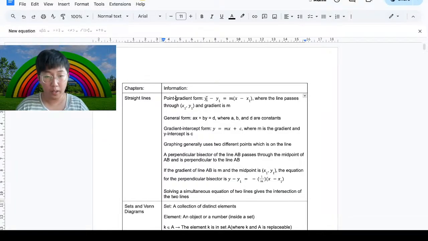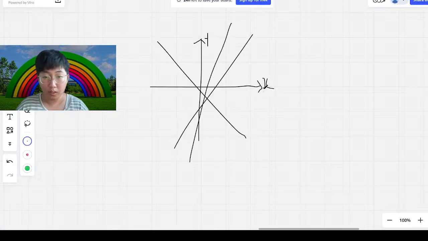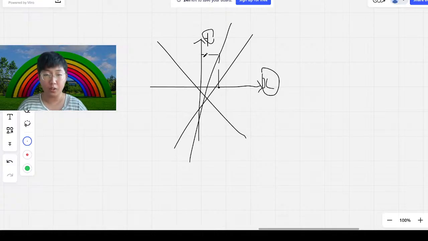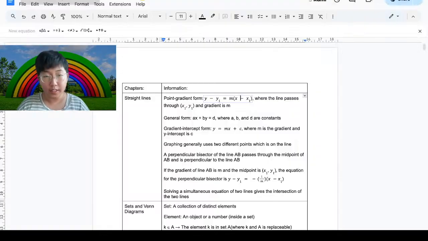So let's look at the point gradient form. It says y minus y1 is equal to m of x minus x1. Okay, what is all of this? So x is a variable, so x is here and y is here. It just shows that if x changes, what value y would be. So for example, if x is here, then on this straight line, we will have a y value of here, whatever value it may be. So a line shows a relation between y and x.